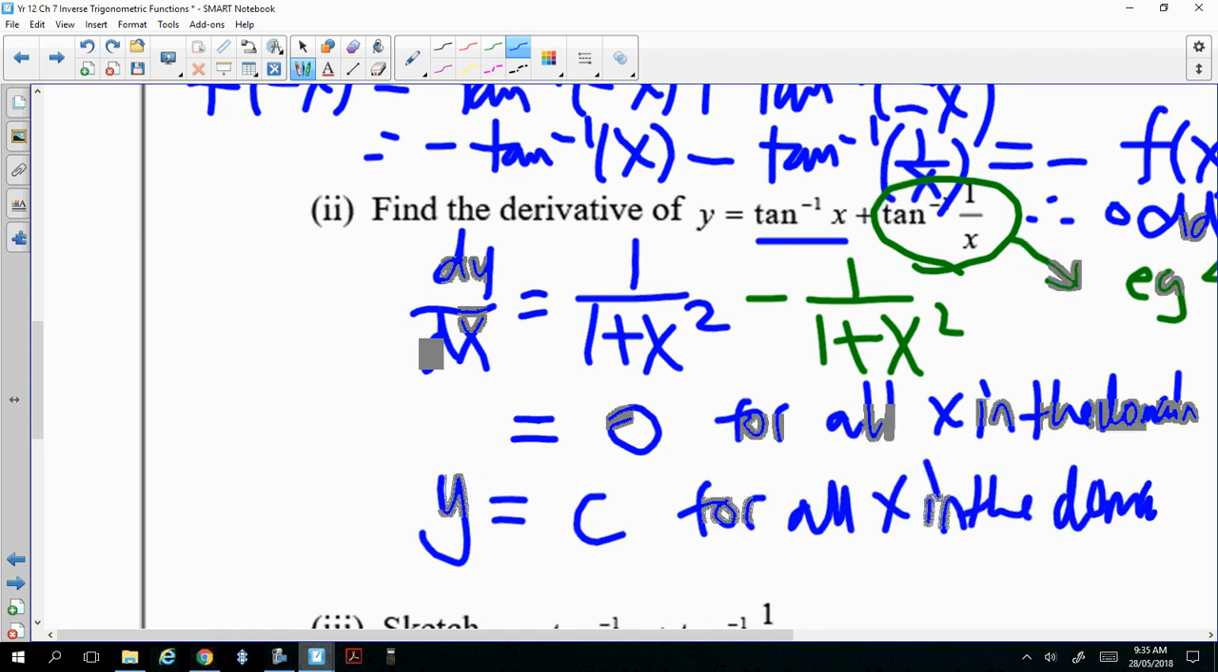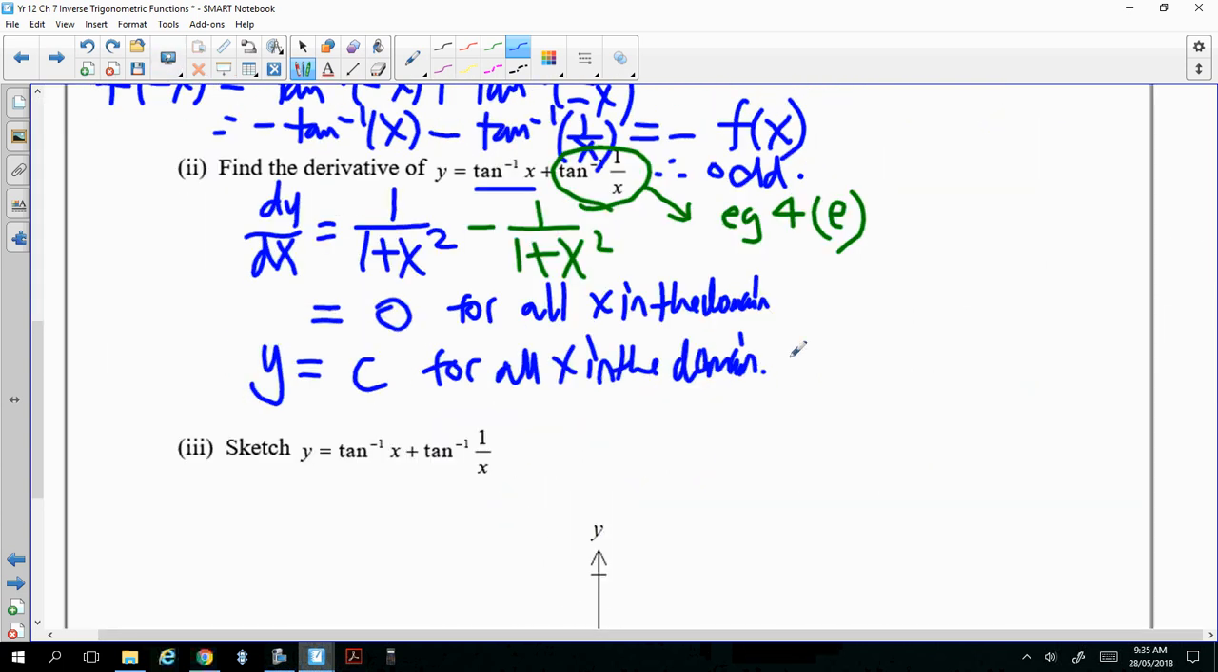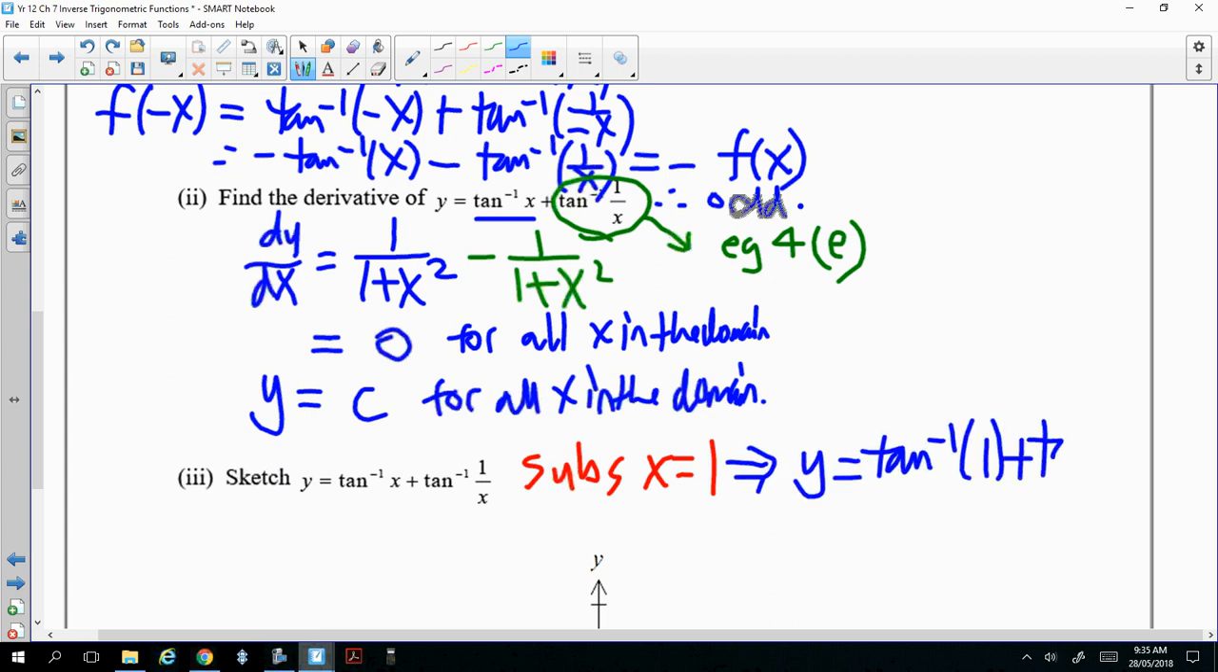And to find the value of the constant, we substitute an x value. In this case, we can't substitute 0 because you can't put 0 in the denominator. So I'm going to substitute x equal to 1 into the graph. So you get y equal to tan inverse of 1 plus tan inverse of 1 over 1. Work out what that is. Tan inverse of 1 is 45 degrees, which is pi over 4, plus pi over 4, which is equal to pi over 2. So the constant is pi over 2. So we see they add up to pi over 2.